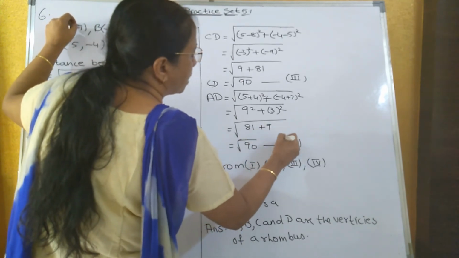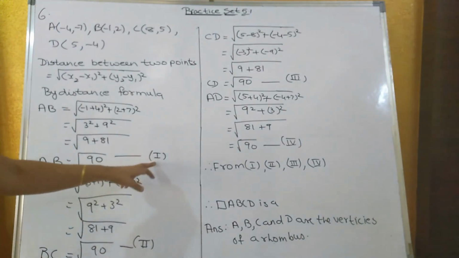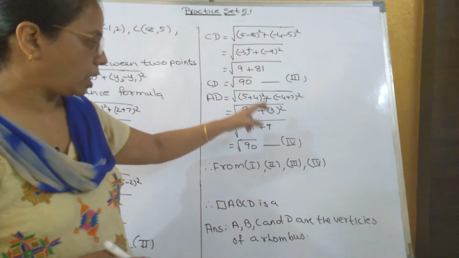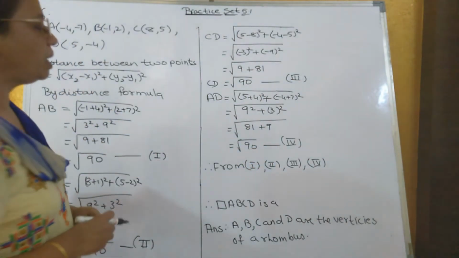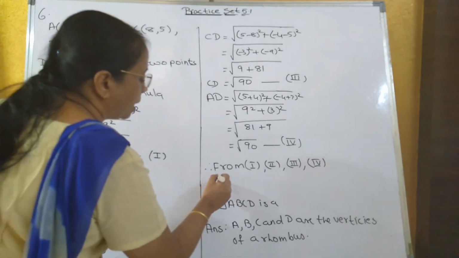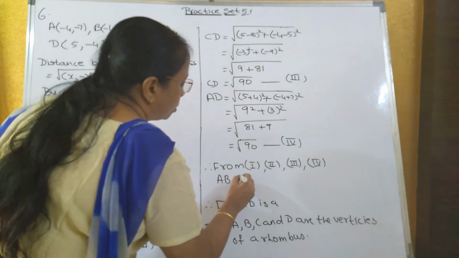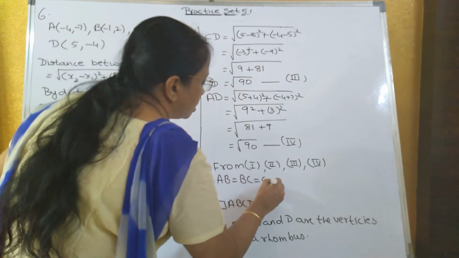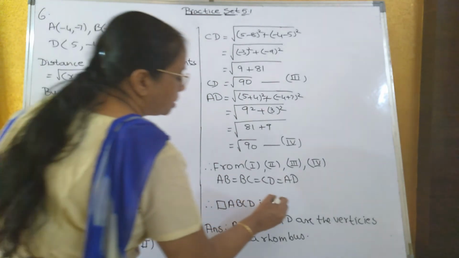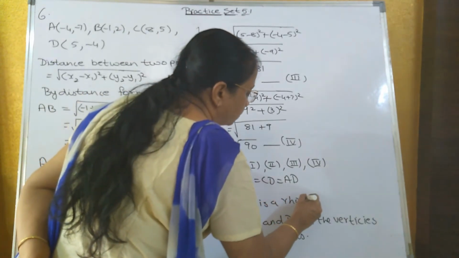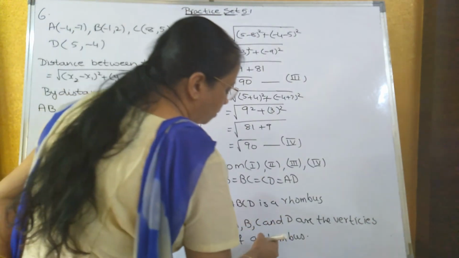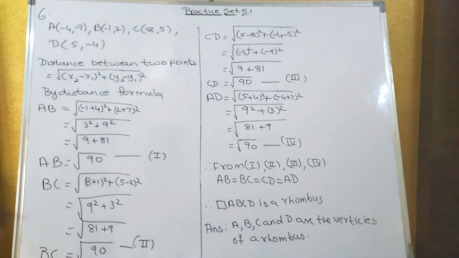So when you compare 1, 2, 3, 4: 1 is root 90, 2 is root 90, 3 is root 90, 4 is root 90. Since all are equal, it is a rhombus. So from 1, 2 and 3 what we get? AB is equal to BC is equal to CD is equal to AD. Therefore quadrilateral ABCD is a rhombus. Therefore what is the answer? A, B, C and D are the vertices of a rhombus.